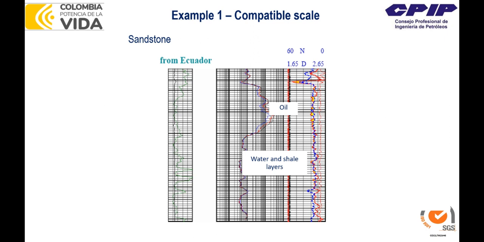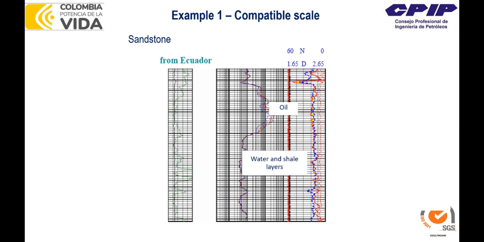Now let's have a look at a couple of examples. Example number one, with the compatible scale in the sandstone from Ecuador. The neutron and density curves overlay in the oil and in the water zone, because this is a sandstone formation, and the log is presented with the compatible sandstone scales. In other words, the sandstone transform was used to convert the count ratio from the neutron to neutron derived porosity, and the density scale was shifted to match it. A density of 2.65 grams per cubic centimeter corresponds to a sandstone porosity of 0 porosity units.